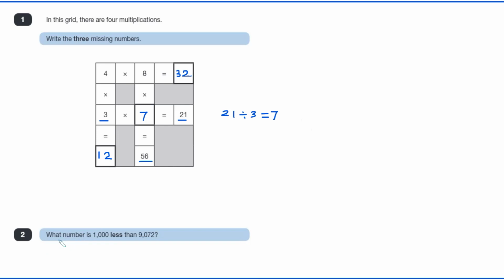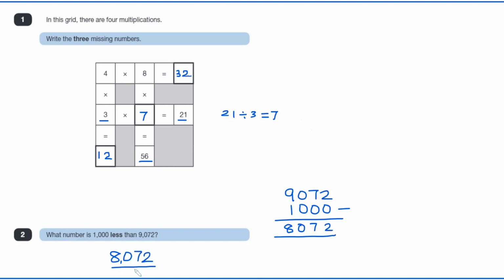Question number 2. What number is 1000 less than 9072? So 9072, you need to take away 1000. You can do column subtraction, or you can do mental maths by reducing the 1000 unit by 1: 9, take away 1 is 8. So 8, 0, 7 and 2. So that is the answer. 8072 is the question number 2 answer. Let's go on to question number 3.